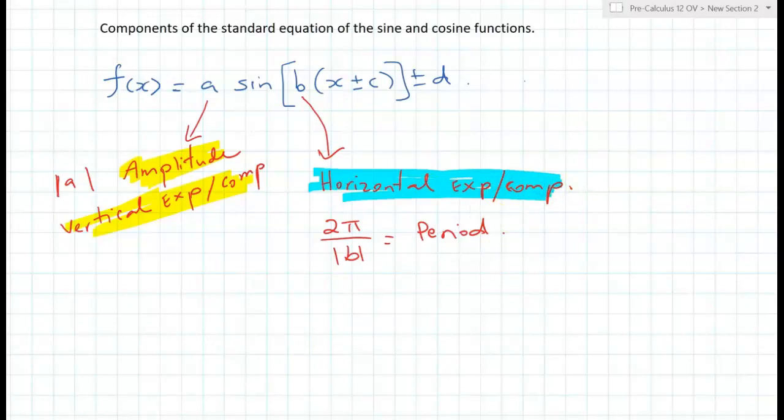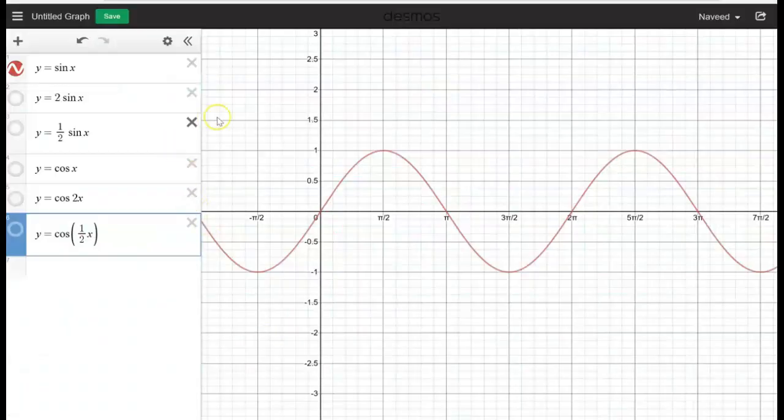So let's go to Desmos. Here is an example of y equal to sine x. Now what happened when we had 2 in front of a function from the polynomial unit? Well, that was a vertical expansion. That means this value right there, which is at pi over 2 and 1, should be pi over 2 and double.